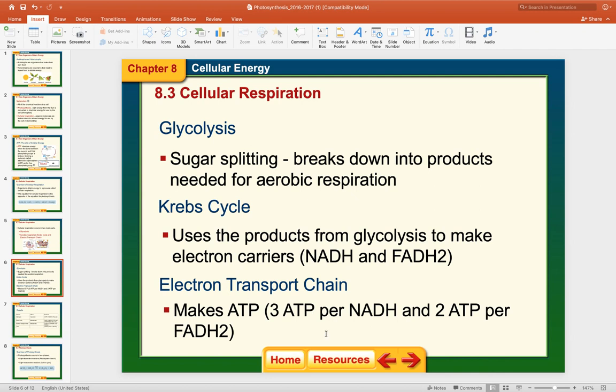Its entire purpose is to make ATP, and it will make ATP through electron carriers. These electron carriers are going to be your NADH and FADH2 that were produced in previous cycles. Each time that an NADH is produced, it will produce 3 molecules of ATP. Anytime that FADH2 is produced, it will produce 2 molecules of ATP. And that occurs in the electron transport chain.